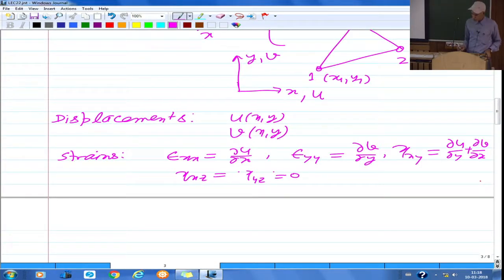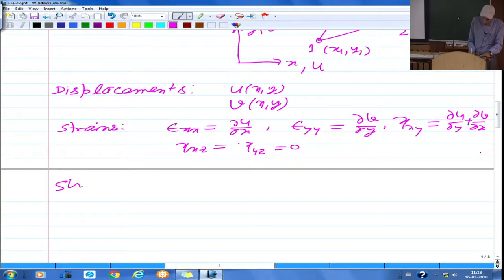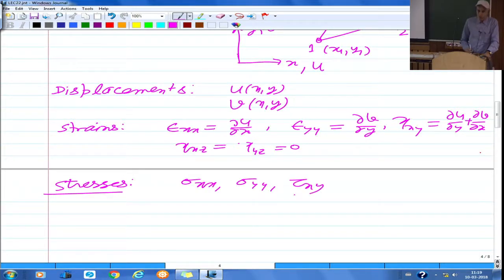That is the deformation mode we are assuming here, and epsilon zz could be 0 or non-zero depending on plane stress or plane strain, but that will not be a separate independent quantity. And then when you talk of stresses, again you would have stress sigma xx, sigma yy, shear stress tau xy. For both plane stress and plane strain, these would be non-zero, but depending on whether the problem is plane stress, then sigma zz would be 0, epsilon zz non-zero.